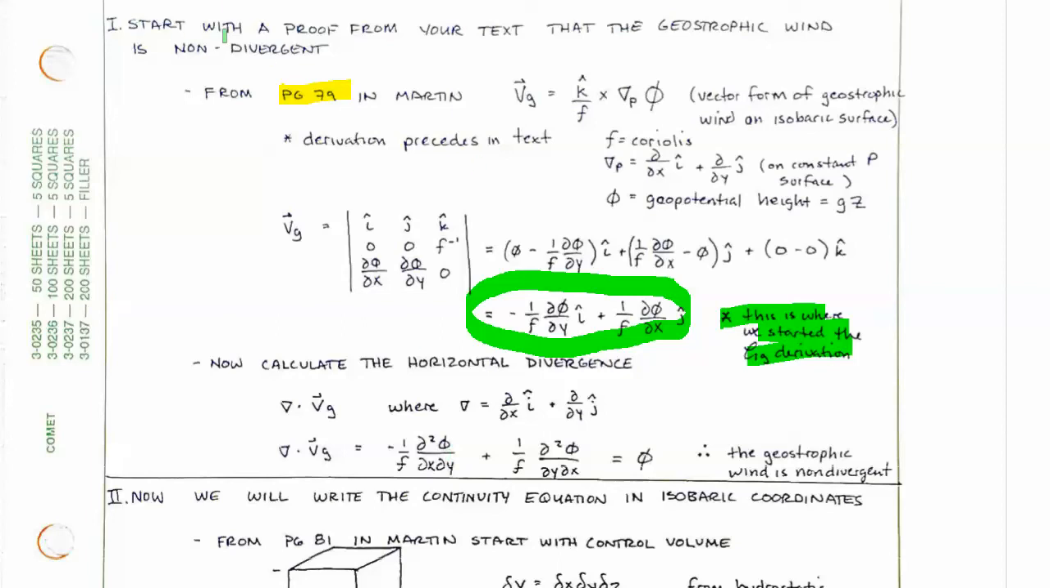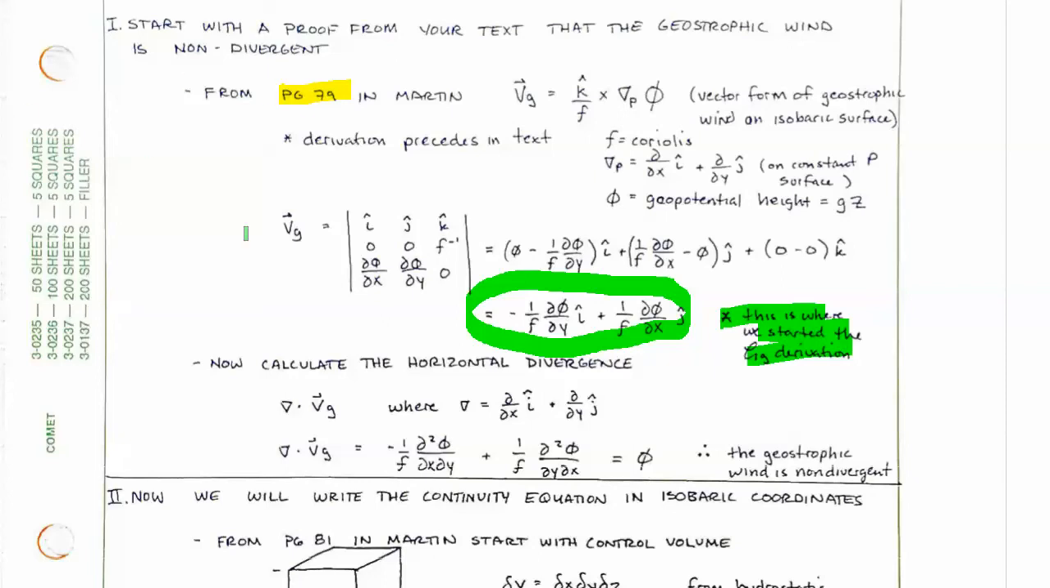And by the way, that's what this section was all about. It's to prove that the geostrophic wind does not actually diverge, or divergence is equal to 0. And it makes sense when you think about it, since geostrophic wind is always parallel to contours. It never actually crosses contours, so therefore it's neither diverging or converging if it's staying parallel to the contours at all times.